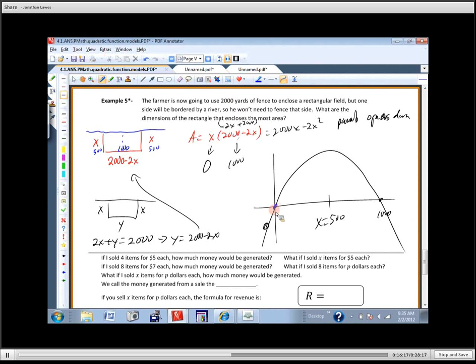Because this crosses at 0 and this crosses at 1,000. So the vertex, the axis of symmetry, has got to be right in between there. Does that make sense? Yeah. So when you got the 1,000 the first time, did you just divide the 2 out? Yeah. Okay.